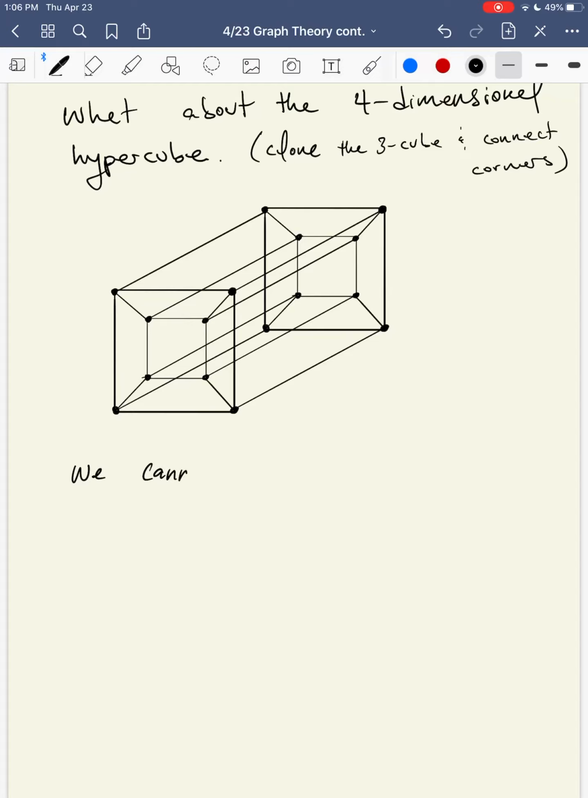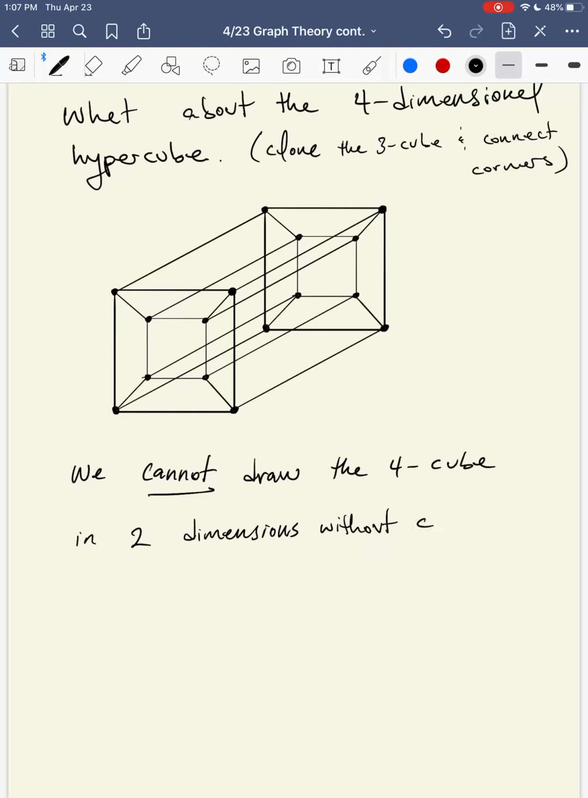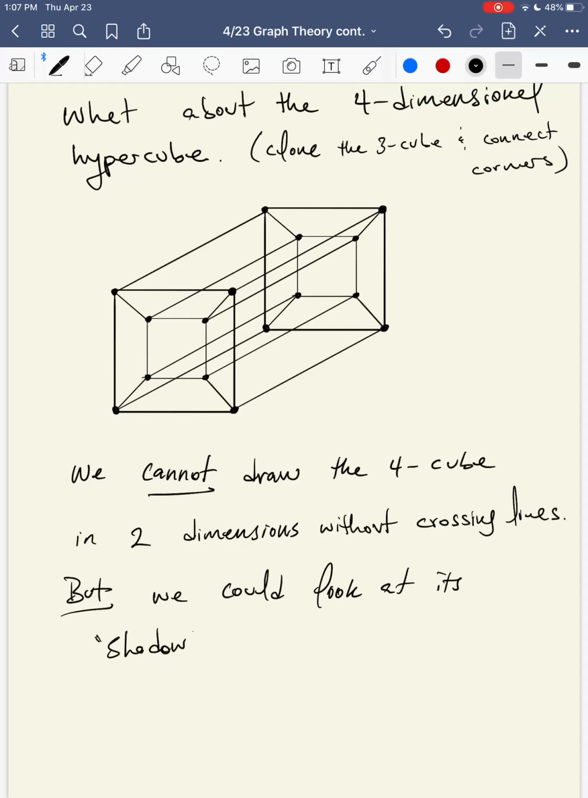We cannot draw the 4 cube in 2 dimensions without crossing lines. But we could look at its shadow in 3-dimensional space. So that's all I'm going to say about that for now.